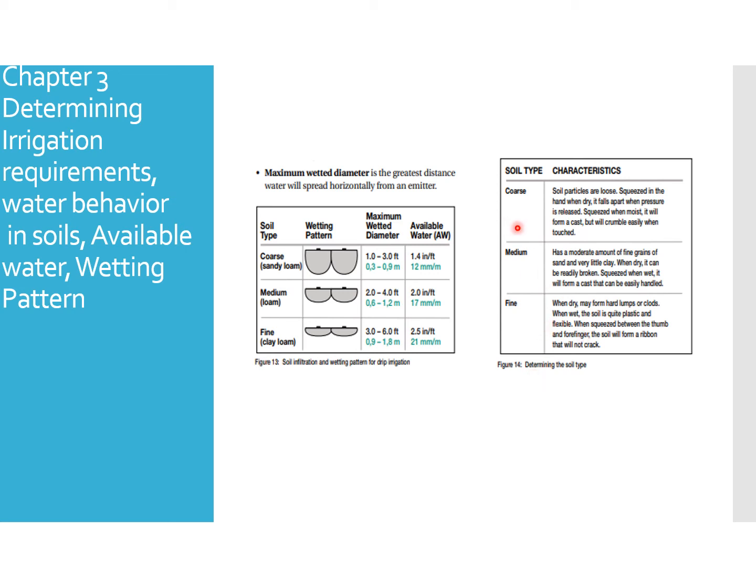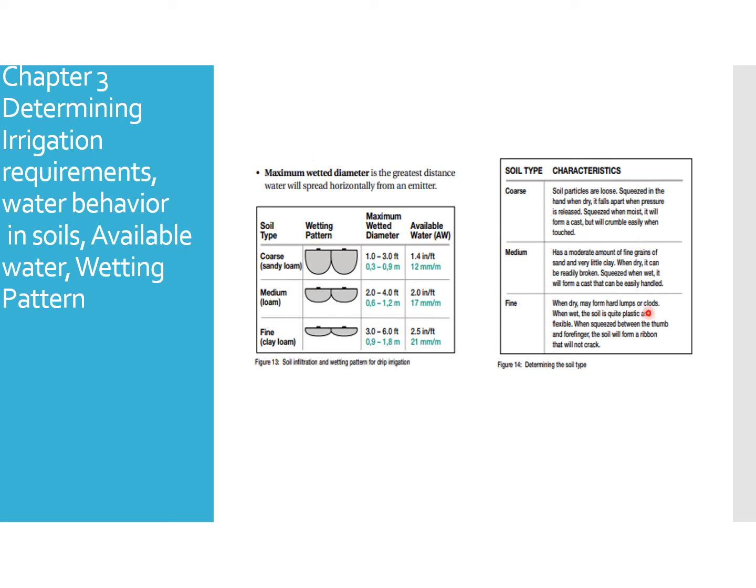So coarse soil, soil particles are loose, squeezed in the hand. When dry, it falls apart when pressure is released. Squeezed when moist, it will form a cast but will crumble easily when touched. So you can almost envision that if you took some sand in your hand that was moist, what that would look like if you squeezed it and then you let go, that if you kind of jiggled it a little bit, it would start to fall apart pretty easily.